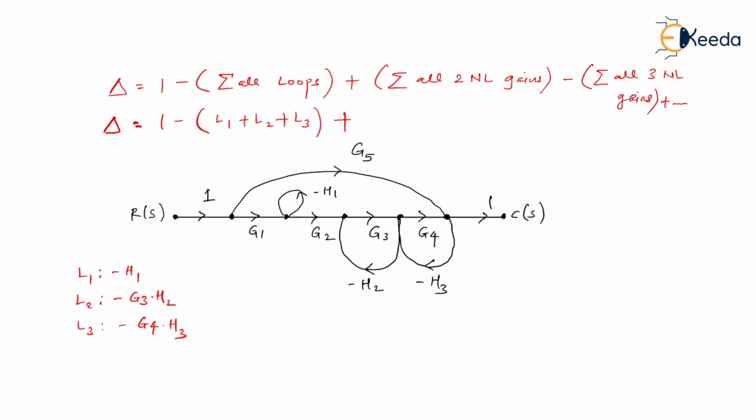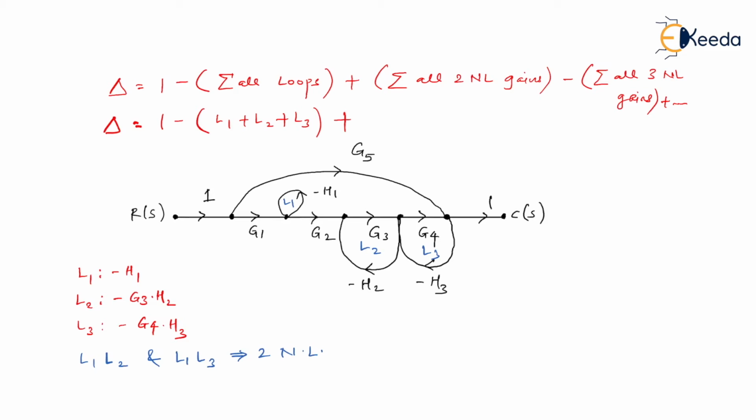Now, without using a node concept, we can still figure out which are the 2 non-touching loops. Let me mark in the diagram within this SFG: this is L1, this is L2, and this is L3. Now it is quite visible that L1 and L2 are non-touching, as well as L1 and L3 are two non-touching loops. So L1, L2 and L1, L3 are the pairs of two non-touching loops.